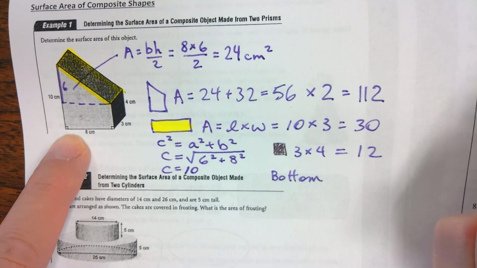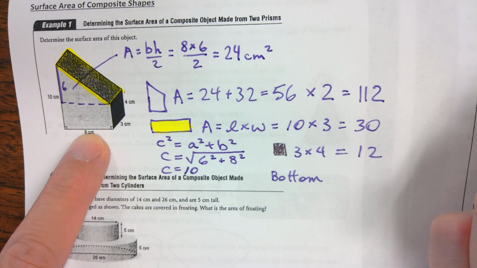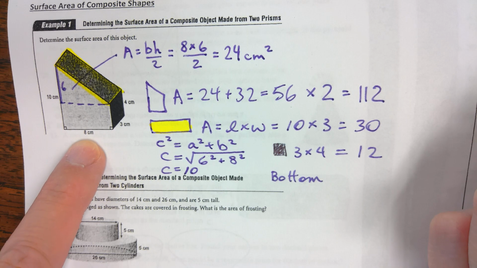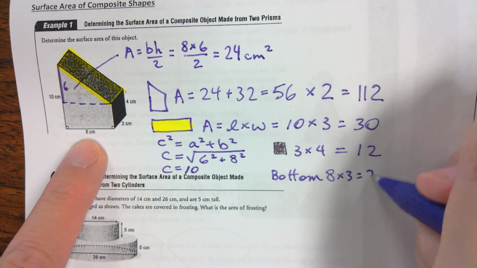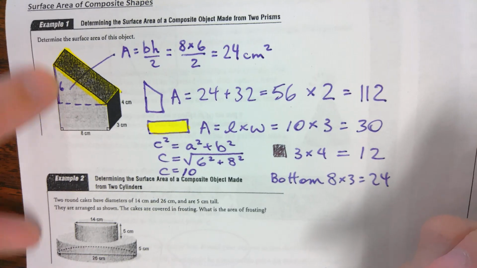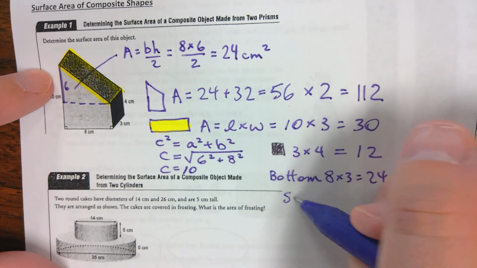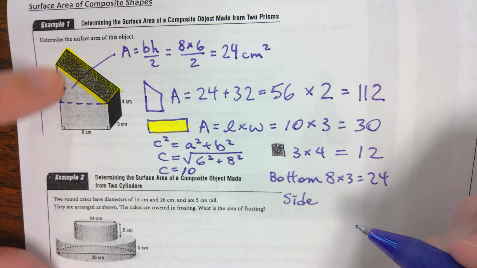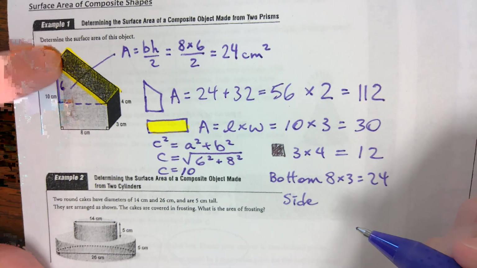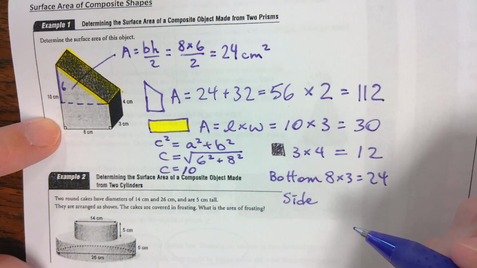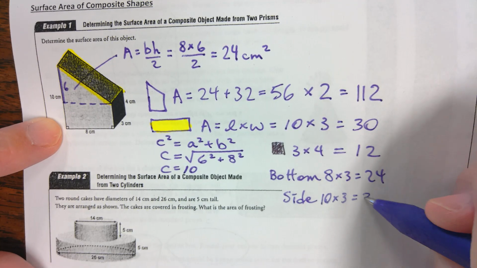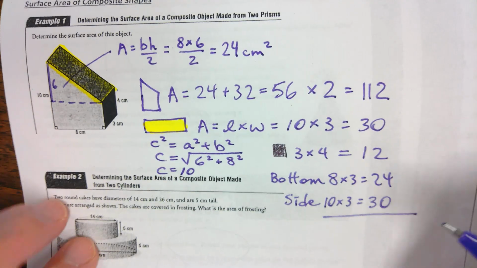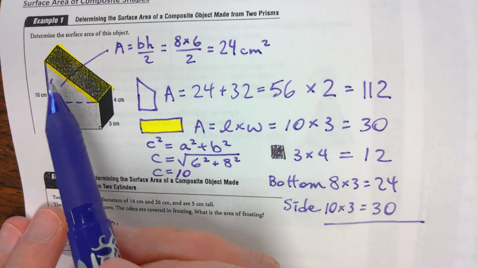The bottom, what shape is on the bottom? Yeah, Melissa? Rectangle, right? And it's just an 8 by 3 rectangle. So for the bottom, 8 by 3, so 24. And then lastly, the side right here. The rectangle on the side is 10 by 3, which is 30. Okay, how many surfaces does this shape have in total?